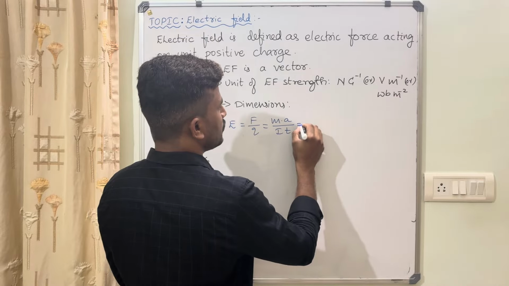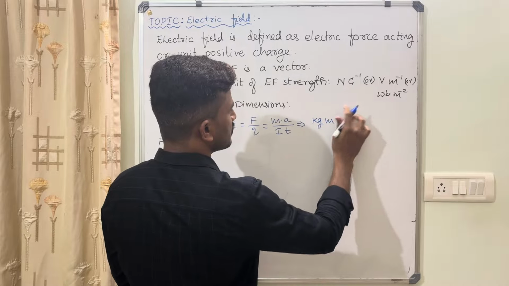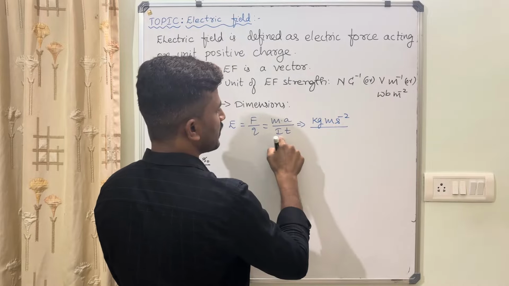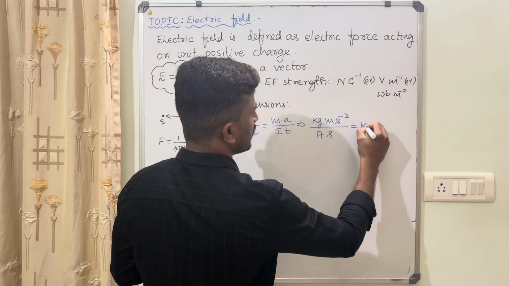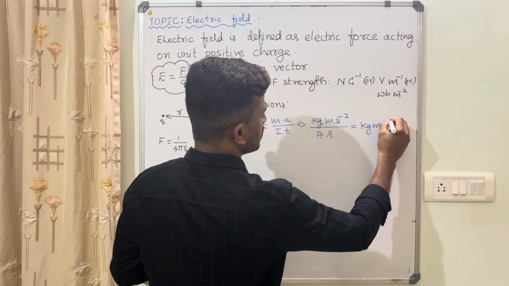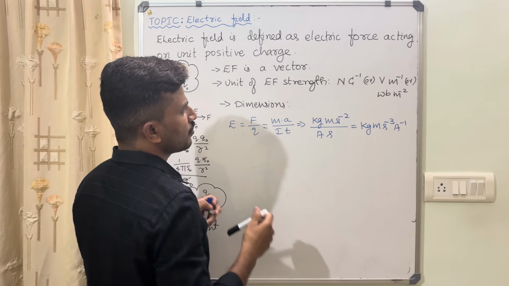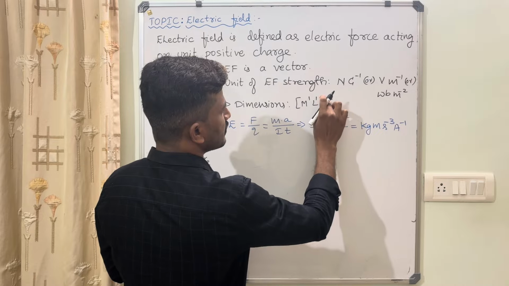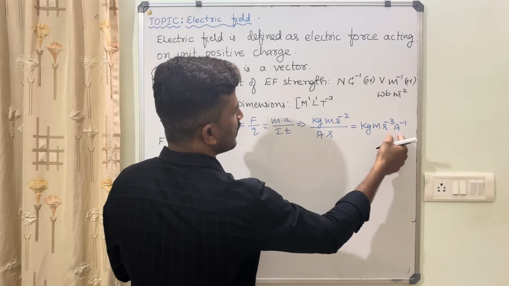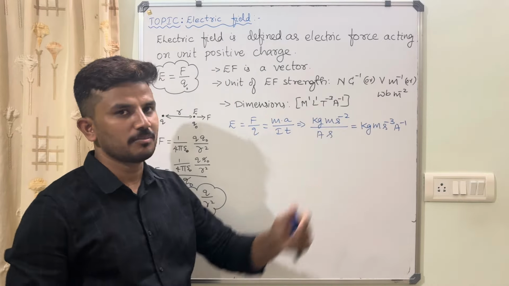So for mass, the unit is kg. For acceleration, meter per second square, divided by current, it is ampere, time, it is second. So this is nothing but kg meter per second cube per ampere. So what is the dimensions from this? For kg it is M power 1, meter L power 1, second T power minus 3, and ampere A power minus 1. Correct now? So these are the dimensions.